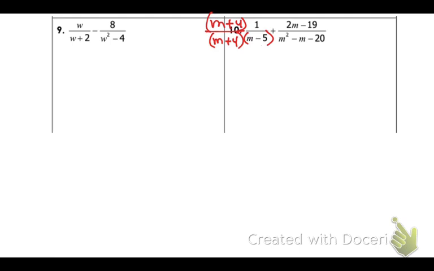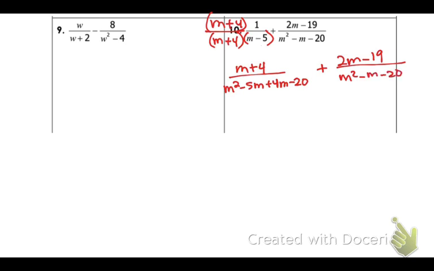Okay, so (m plus 4) times 1 is just going to be m plus 4 all over (m squared minus 5m plus 4m minus 20) plus (2m minus 19) all over (m squared minus m minus 20). Now this right here, if you combine it, it's actually going to give you the negative m that you need here. So let me rewrite it. M plus 4 all over (m squared minus m minus 20). See how these are like terms, or sorry, common denominators.